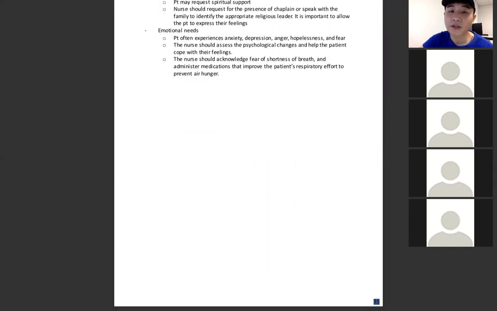The nurse acknowledges fear of shortness of breath and administers medication that can improve the patient's respiratory effort to prevent air hunger.